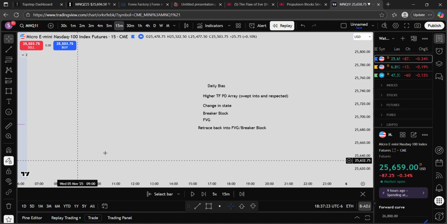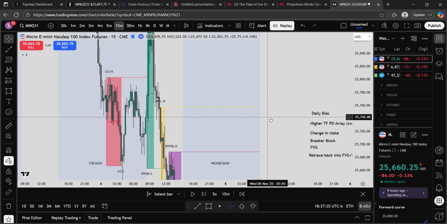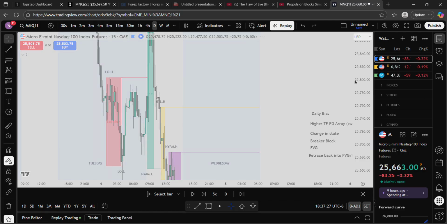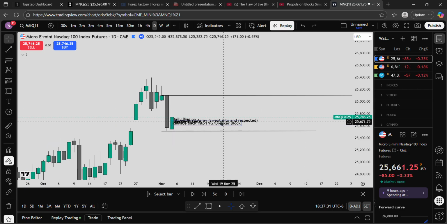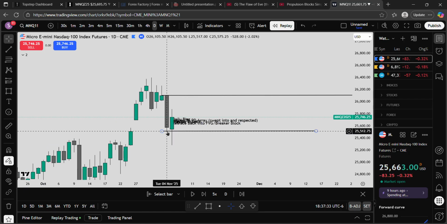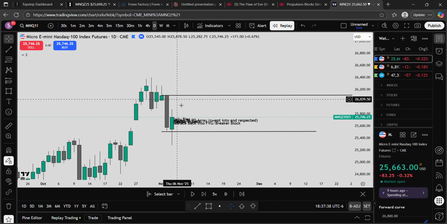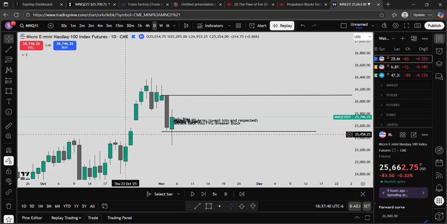So okay, I'm going to go ahead and get rid of this. Actually, let me show you. So first I go to the daily bias. I find the previous day range. So the previous day low and the previous day high. We have swept the previous day low inside of this fair value gap.